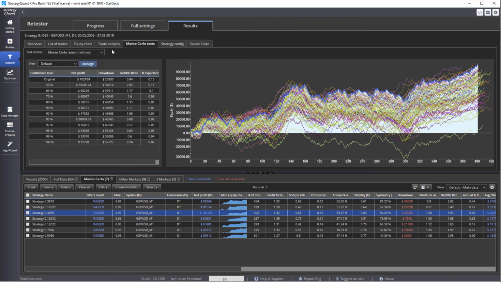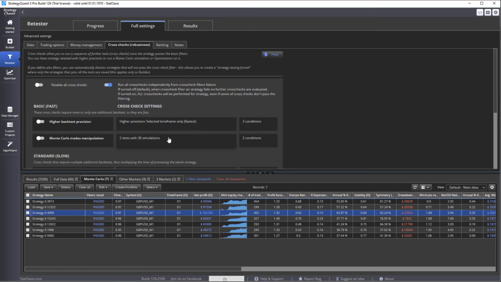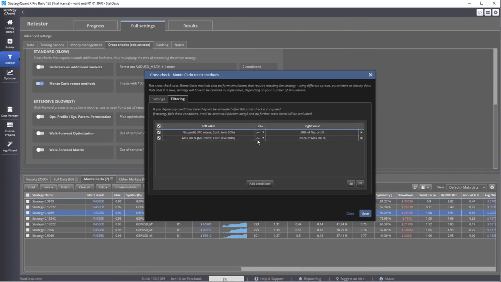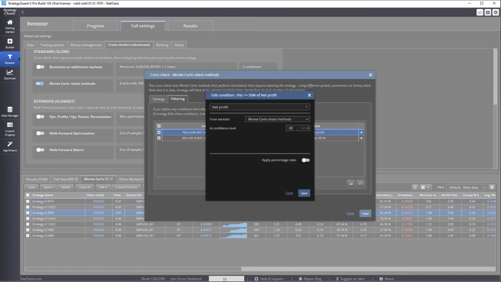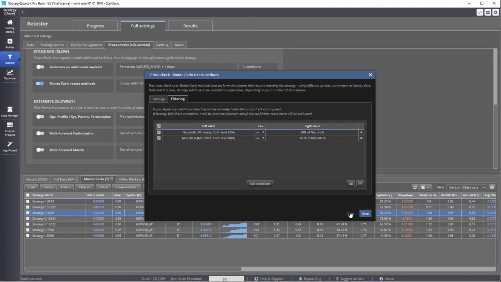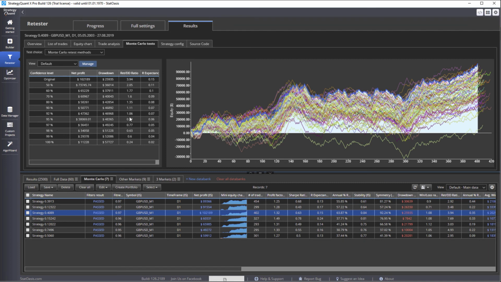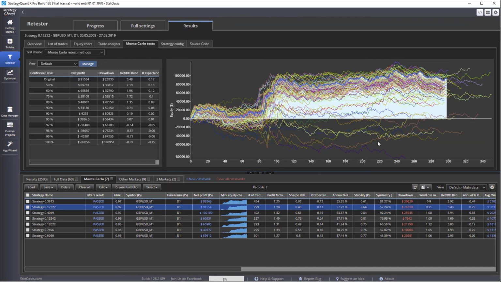And of course, you can filter this when you do the conditions. So in the filtering here, we picked 80%, and then we can pick 95% confidence level. So in that case, you will get rid of strategies like this one, because more than 5% drop from the net profit, original net profit curve.